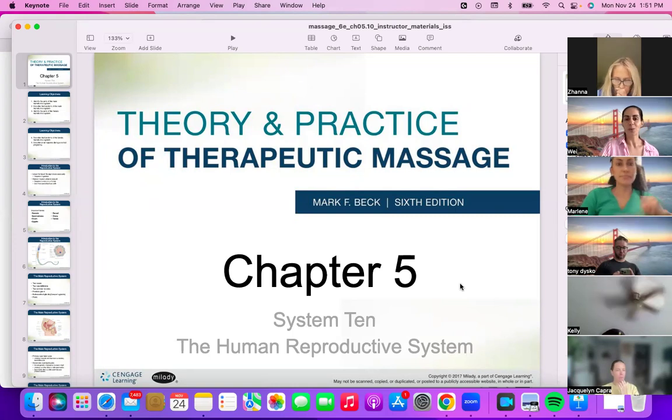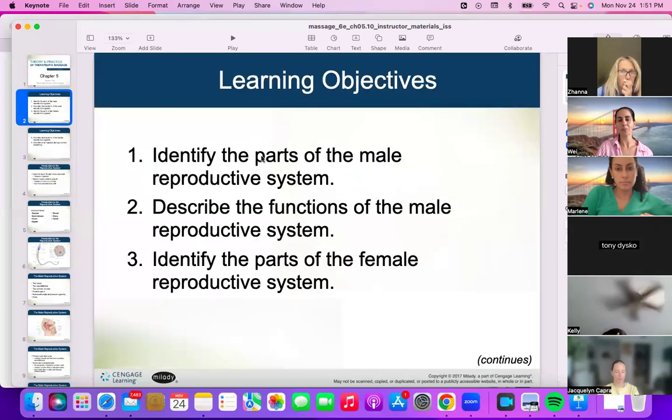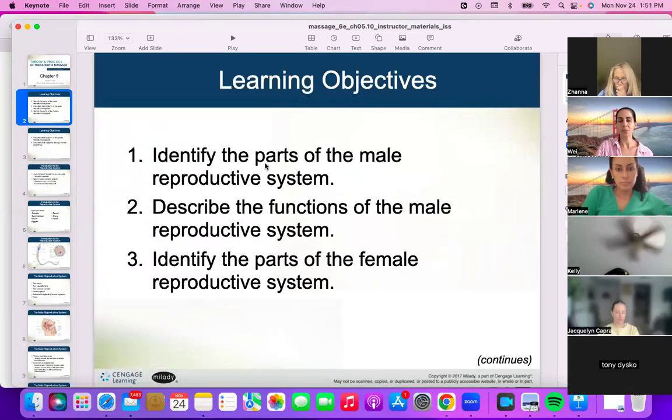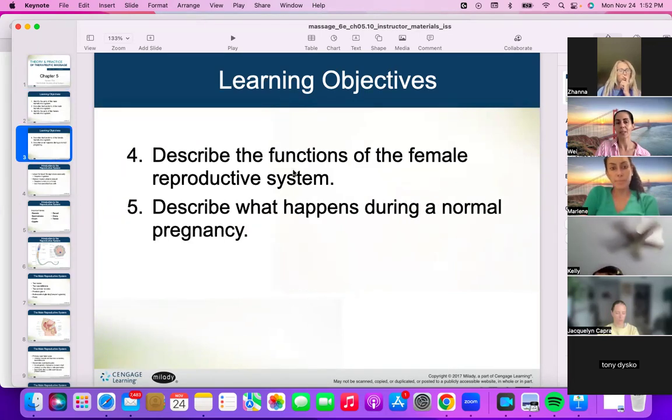Alrighty, welcome to system number 10, the reproductive system, which is our last system we're gonna explore. Today is gonna be the male reproductive system, but as for the whole chapter, the main parts of what you need to know is gonna identify the parts, the anatomy, okay? The names of the parts of the male and the female reproductive system, as well as the function, what each organ does. And same thing with the female reproductive system. We're going to identify the parts, and then we're going to identify the function or describe the function.